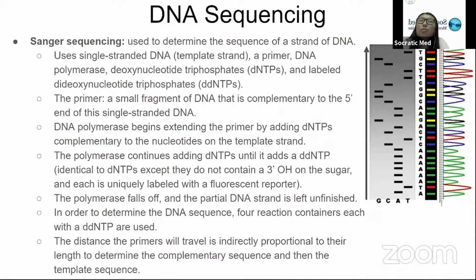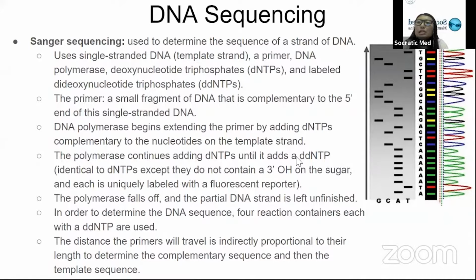You might know what a primer is already, but just to make sure, it's a small fragment of DNA that's complementary to the 5' end of the single-stranded DNA of that template strand. From the primer that binds first to that 5' end, DNA polymerase extends it by adding dNTPs that are complementary to the nucleotides on the template strand. And then DNA polymerase continues adding the dNTPs until it adds a ddNTP.